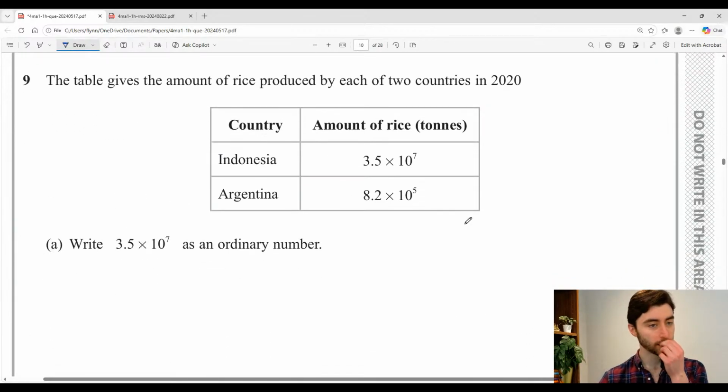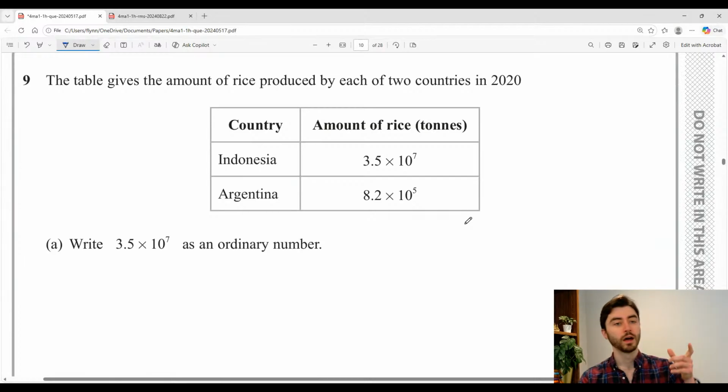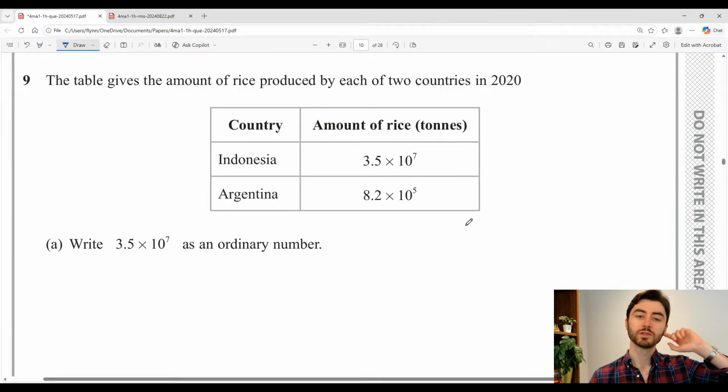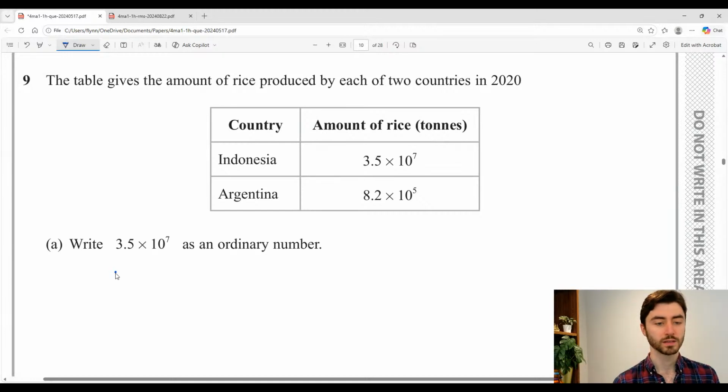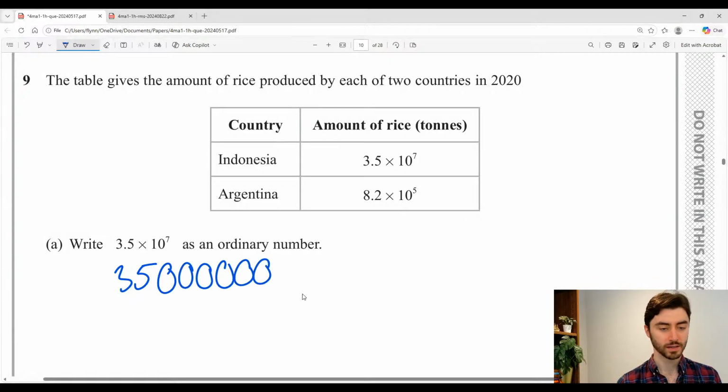Cool. So here, question 9. The table gives the amount of rice produced by each of 2 countries in 2020. Write that as an ordinary number. That's 3, 5. Oh, man. 1, 2, 3, 4, 5, 6. Because then the 3 is in the 10 to the 7 position. So that's 10 to the 1, 2, 3, 4, 5, 6, 7.